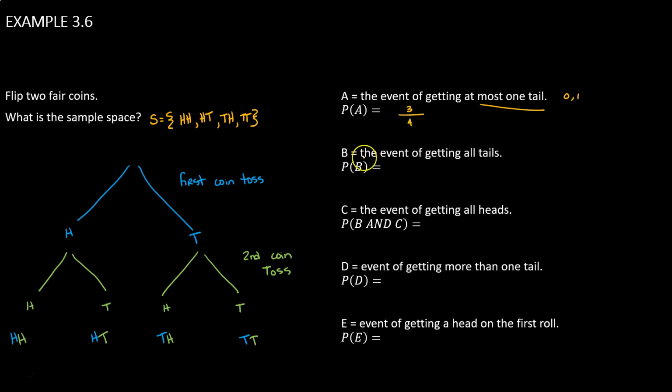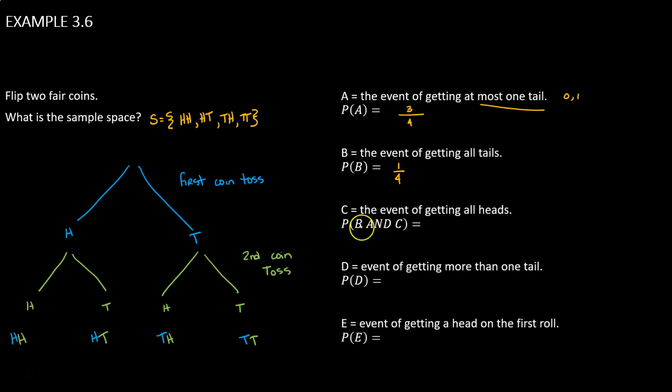What about the event of getting all tails? Well, we're only flipping 2 coins, and out of the outcomes, there's only one that has both coins on tails, so that would be 1 out of 4, or 25%. What about the event of getting all heads? Well, that's very similar to getting all tails, but it's the outcome head, head, and there's only one of them. So this would be 1 outcome of getting all heads.